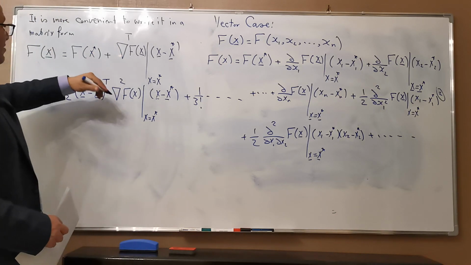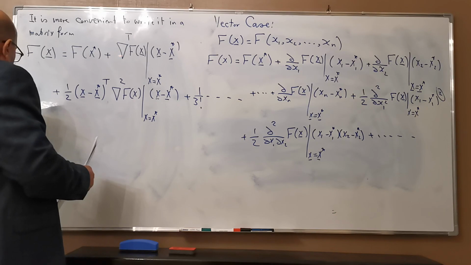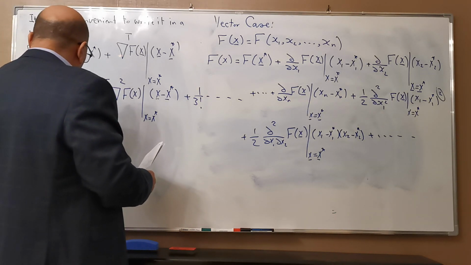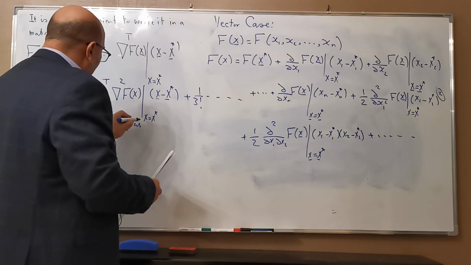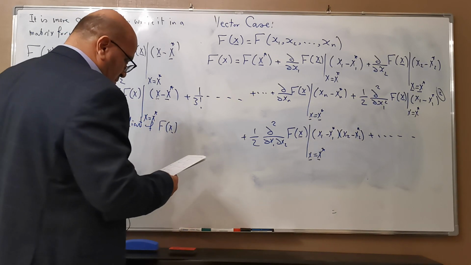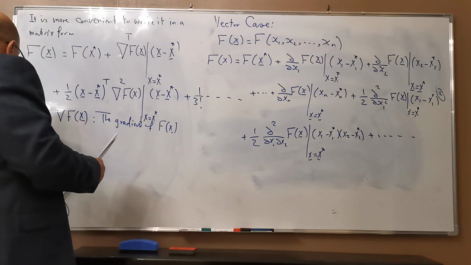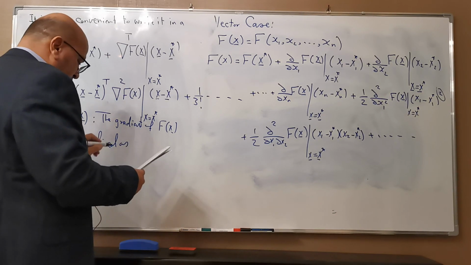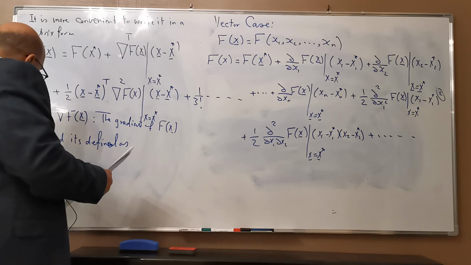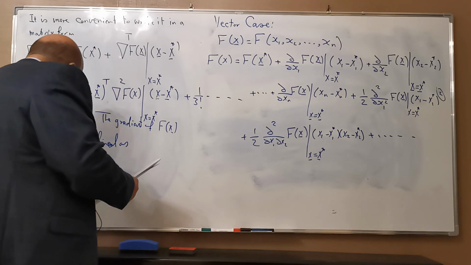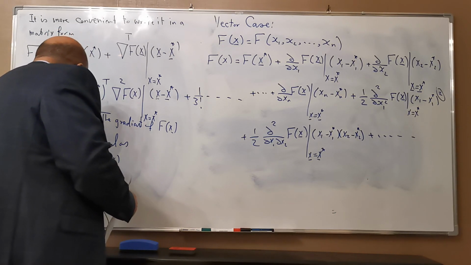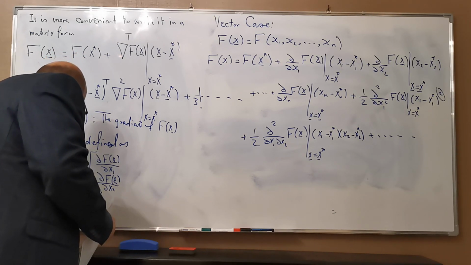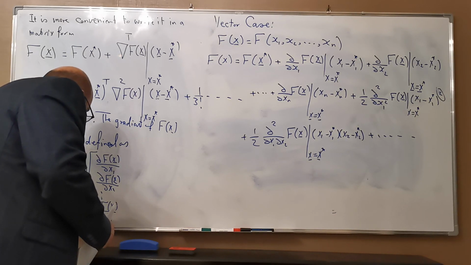What are the symbols that we have? Those inverted deltas. This one here, the del of f of x, we call the gradient. The gradient of f of x is defined as a vector, which is equal to the partial derivative of f of x with respect to x1, the partial derivative of f of x with respect to x2, until the partial of f of x with respect to x sub n.